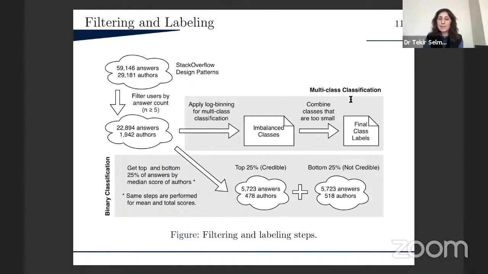For generating multi-class labels, we applied log binning. In social networks, we have a power law distribution for authors and users, and this was also the case for question answer sites. Due to this, we applied log binning, which is appropriate for dealing with power law. This was the multi-class label generation. As for binary label generation, we assumed the top 5 to 25% as reputable and the bottom 25% as non-reputable, and continued with the classification.